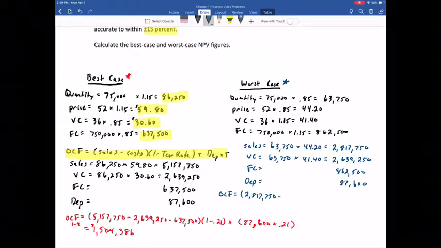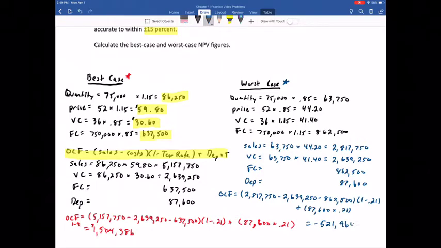which is the $2,817,750 in sales, minus variable cost of $2,639,250, minus our fixed cost of $862,500. And I multiply this sales minus cost by 1 minus the tax rate of 0.21. And then I add back in the depreciation tax shield, which is $87,600, your depreciation expense, times your tax rate, which is 21%. And when I do these calculations, you would realize that you would have an operating cash flow here that is equal to negative $521,964. And once again, this is the operating cash flow for years 1 through 9.